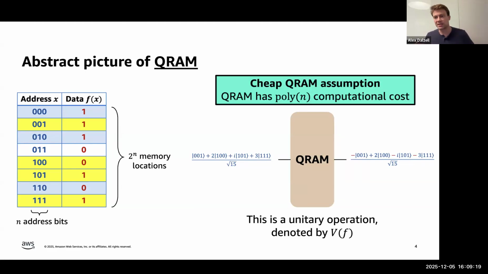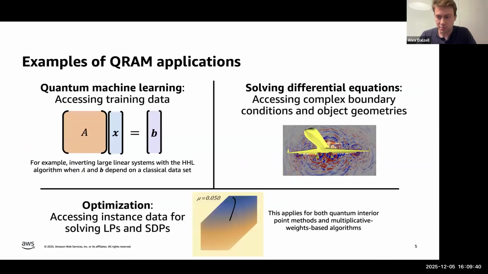And then we can say that we would like to make an assumption, which we call the cheap QRAM assumption, that this unitary V of F can be implemented at computational cost that only scales polynomially in n, polylogarithmically in the size of the data. Now, is this justified? Well, this has been kind of the subject of significant controversy in the field of quantum algorithms. And it's an important controversy to get right because there have been a number of quantum algorithms that have been discovered that rely on this cheap QRAM assumption.